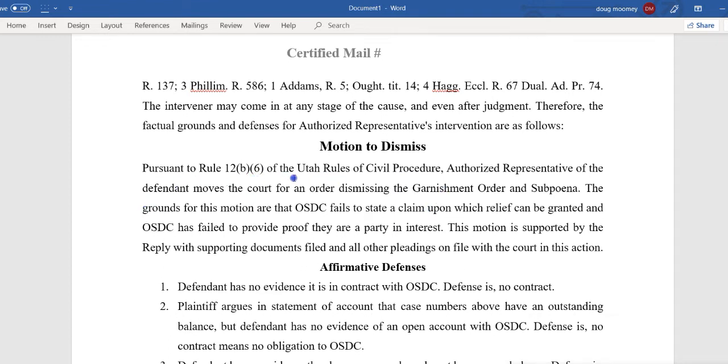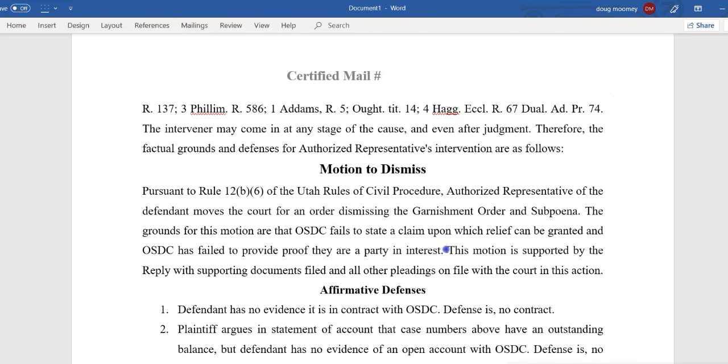So then I put in what the intervention is, and then I started my motion to dismiss, which is 12(b)(6). Authorized representative of the defendant moves the court for an order dismissing the garnishment and subpoena. The grounds for this motion are that OSDC fails to state a claim upon which relief can be granted, and OSDC has failed to provide proof they are a party in interest, okay? Because they haven't. They haven't produced a judgment. They haven't produced any documents. They have just moved forward. And if you watch my last video, you know what's going on.